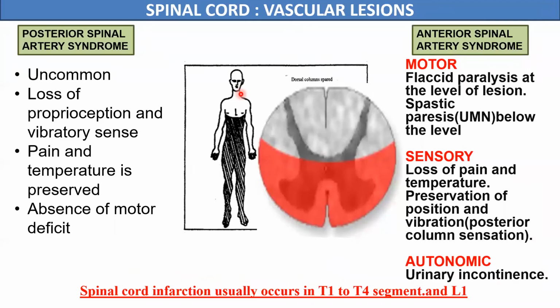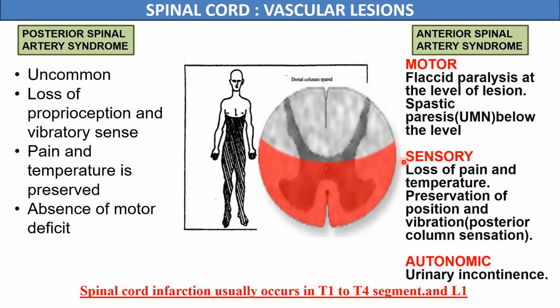So, if a vascular lesion affects the anterior spinal artery, it will result in ischemia of the anterior two-thirds of the spinal cord, and the tracts which will be affected are the lateral spinothalamic tracts and the corticospinal tracts. So the patient will have both motor and sensory symptoms. The motor symptoms in anterior spinal artery syndrome: there will be a flaccid paralysis at the level of the lesion, but an upper motor neuron or spastic paralysis below the level of the lesion.